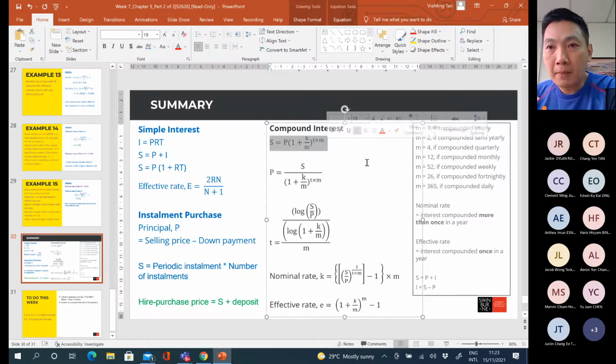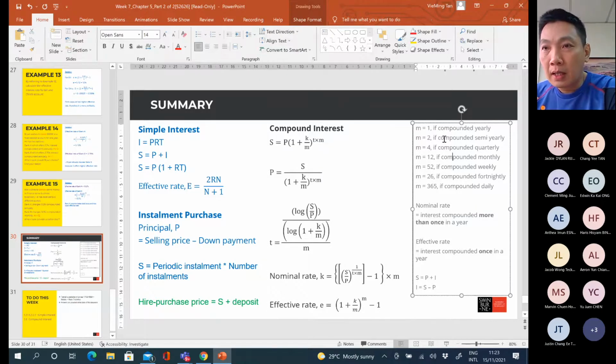Bear in mind the M calculation is based on the pattern of how interest is compounded. So if the interest is compounded quarterly, that means M is equal to 4. I already put it here for you to refer to. Then, if you are asked to get the P, T, or K, you can directly copy the formula from here in order to solve the problem for P, T, and also K that involve compound interest questions.